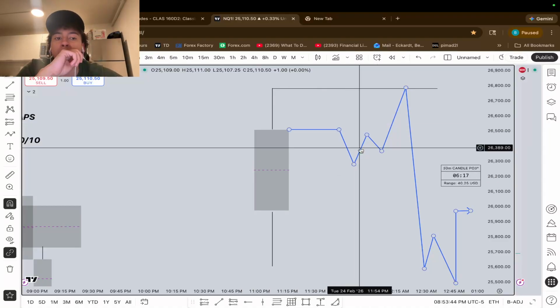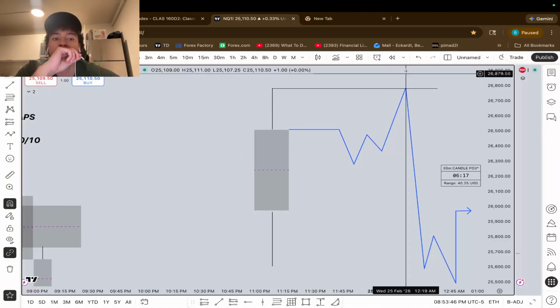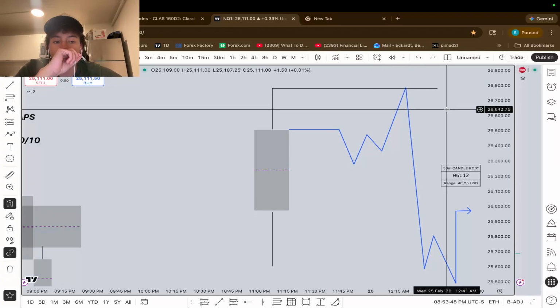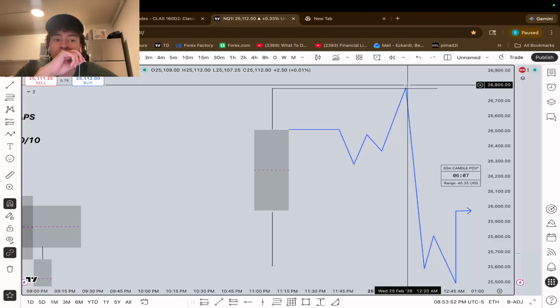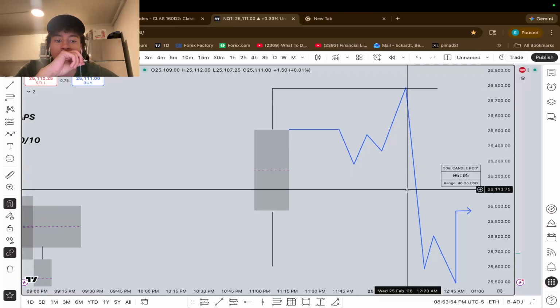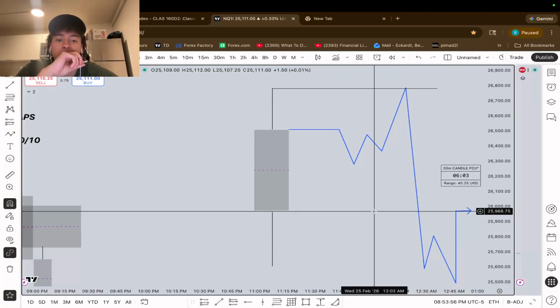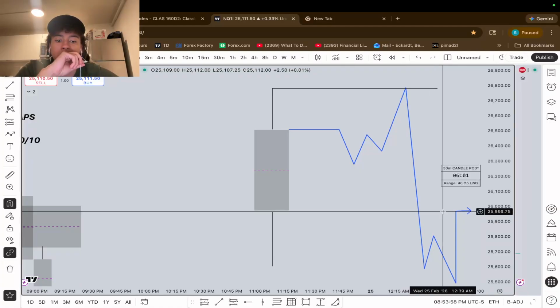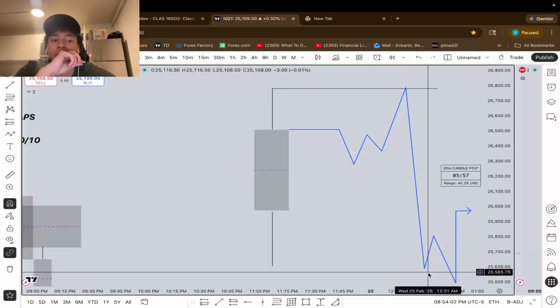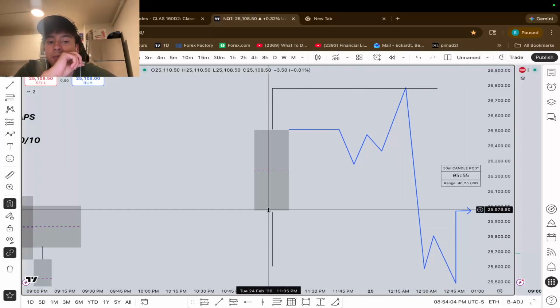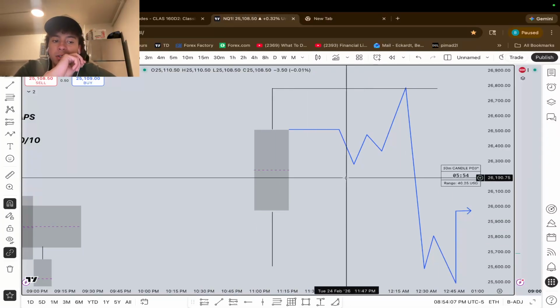we get a little move down, we go up, we fill that NWOG, we create an SMT, we get that manipulation, and then we distribute lower and close completely bearish. Even though, yeah, we get that little wick. Maybe this is another manipulation, but regardless, we close bearish.